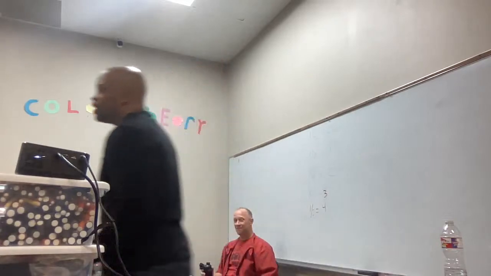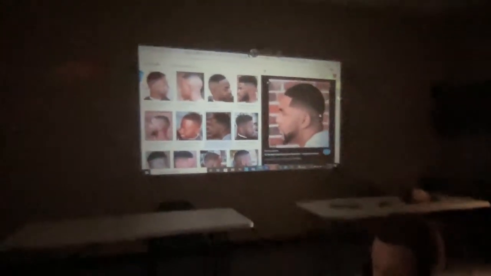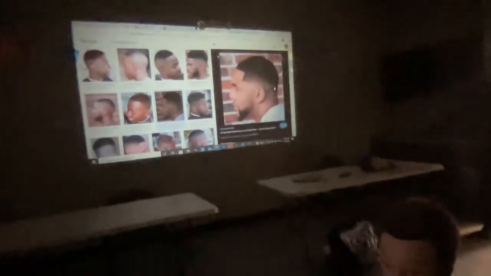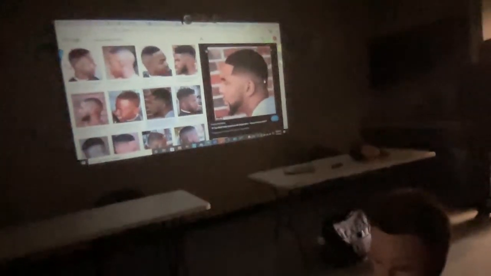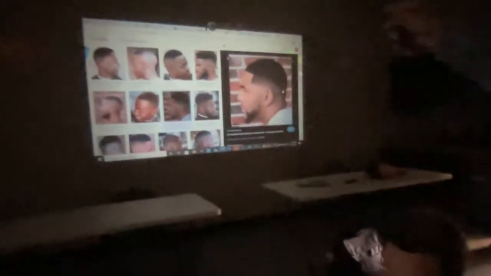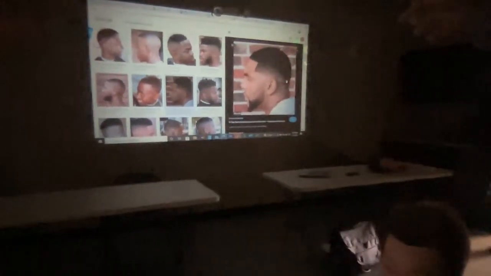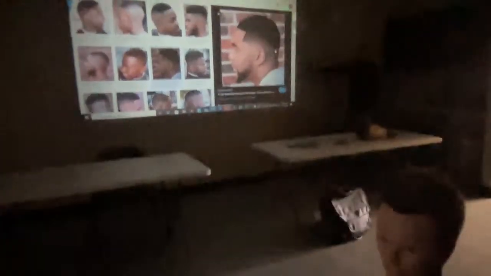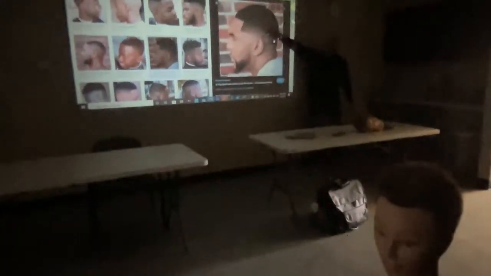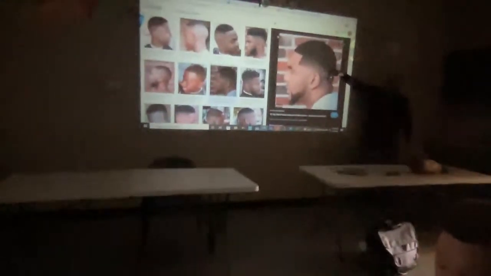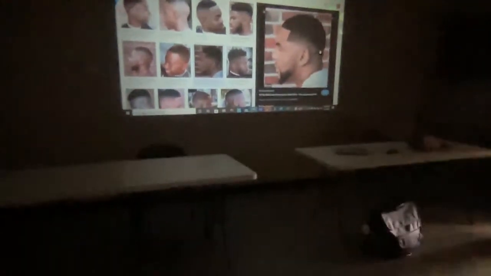So somebody comes in and shows you this picture right here. What is that? It's a skin fade. Low skin fade. He's skinned by the taper area. You see this hair right here? That's hair. So if you see hair, it's a light fade. Right? If you see hair, it's a light fade.